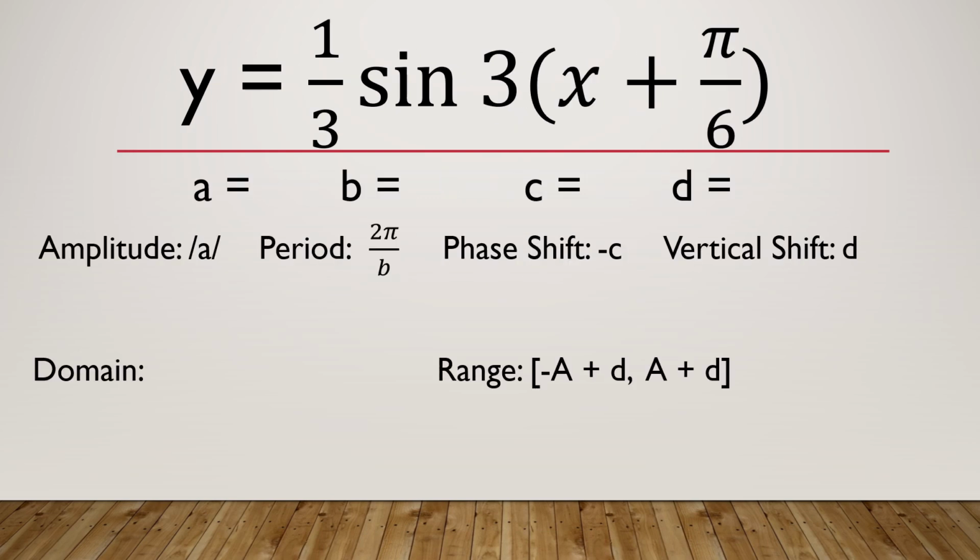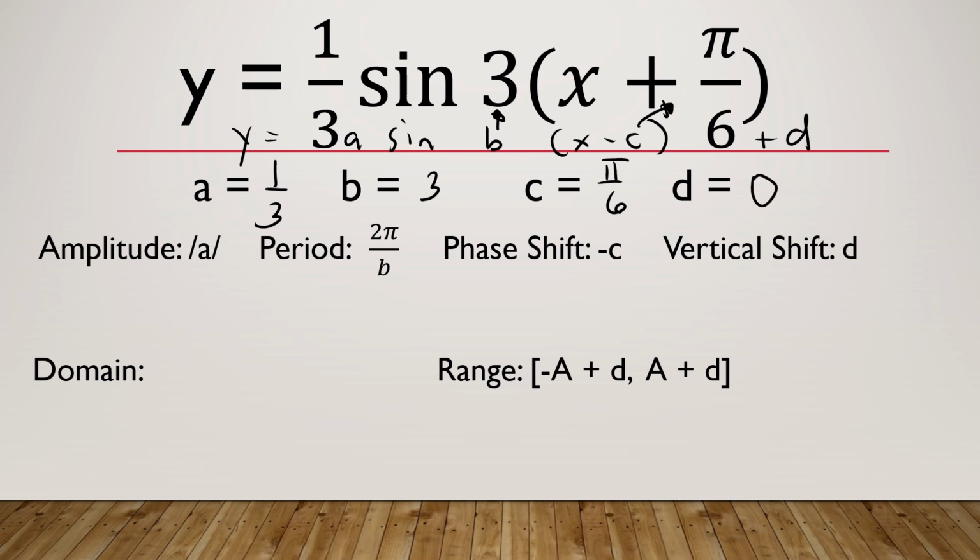To graph the given trigonometric function, let's start identifying the values of a, b, c, and d. Just always remember that we have a standard form of y equals a sine b quantity x minus c plus d. As you can see, the value of a is equal to 1/3. The value of b is equal to 3. The value of c is pi over 6. And the value of d is 0.